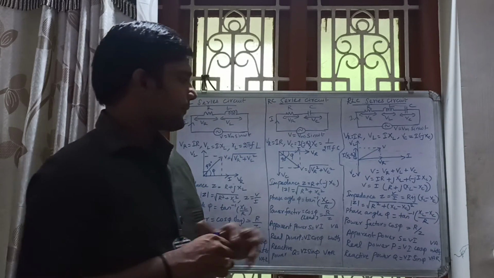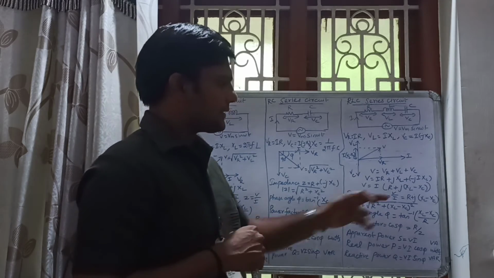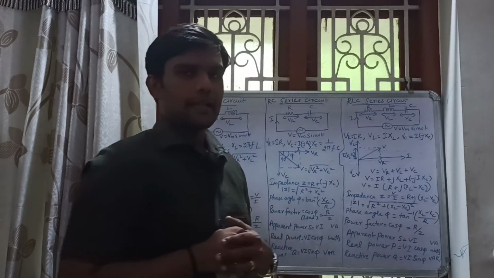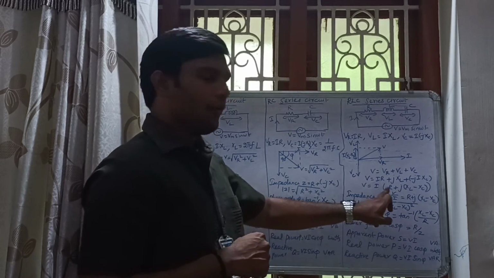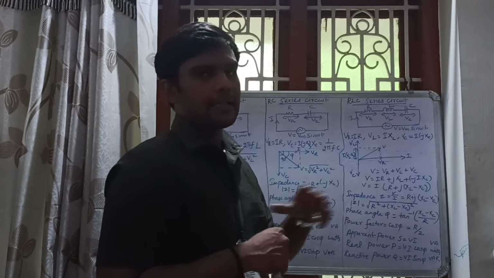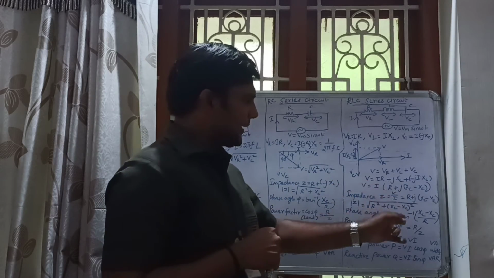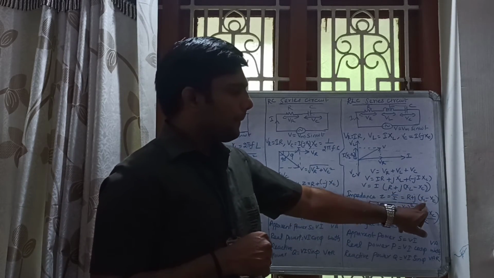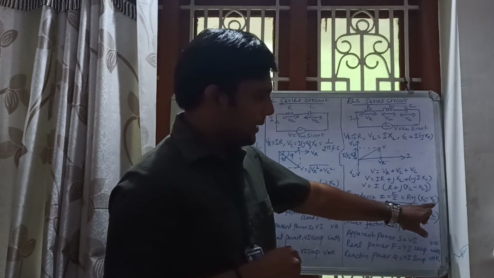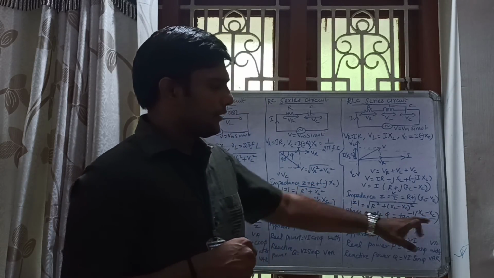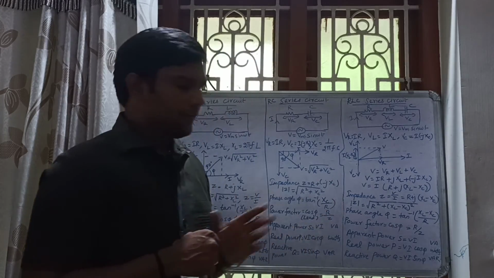Next, impedance Z is equal to V divided by I, which is equal to R plus j XL minus XC. Then if you are taking modulus, what you will get? Root of R square plus XL minus XC the whole square. Next, phase angle, tan inverse of imaginary part divided by real part. Here the imaginary part is XL minus XC divided by R. So this is the imaginary part, this is the real part. Then power factor is equal to cos phi, which is equal to R divided by Z.